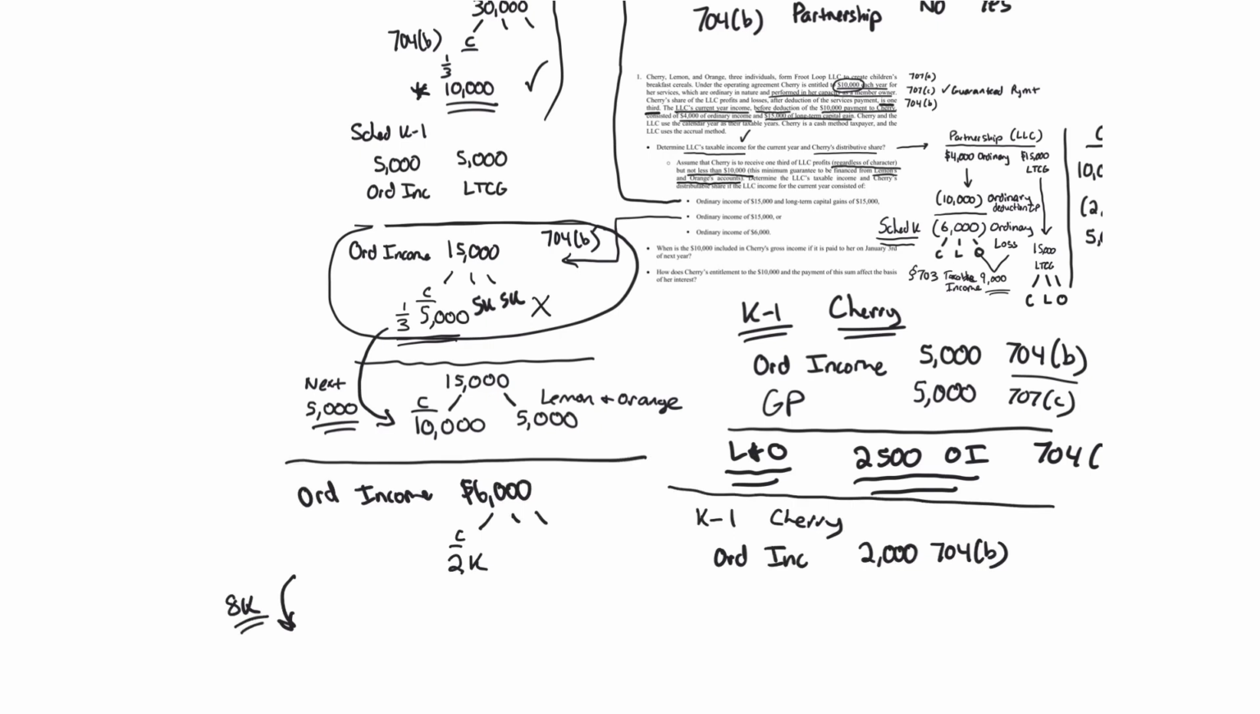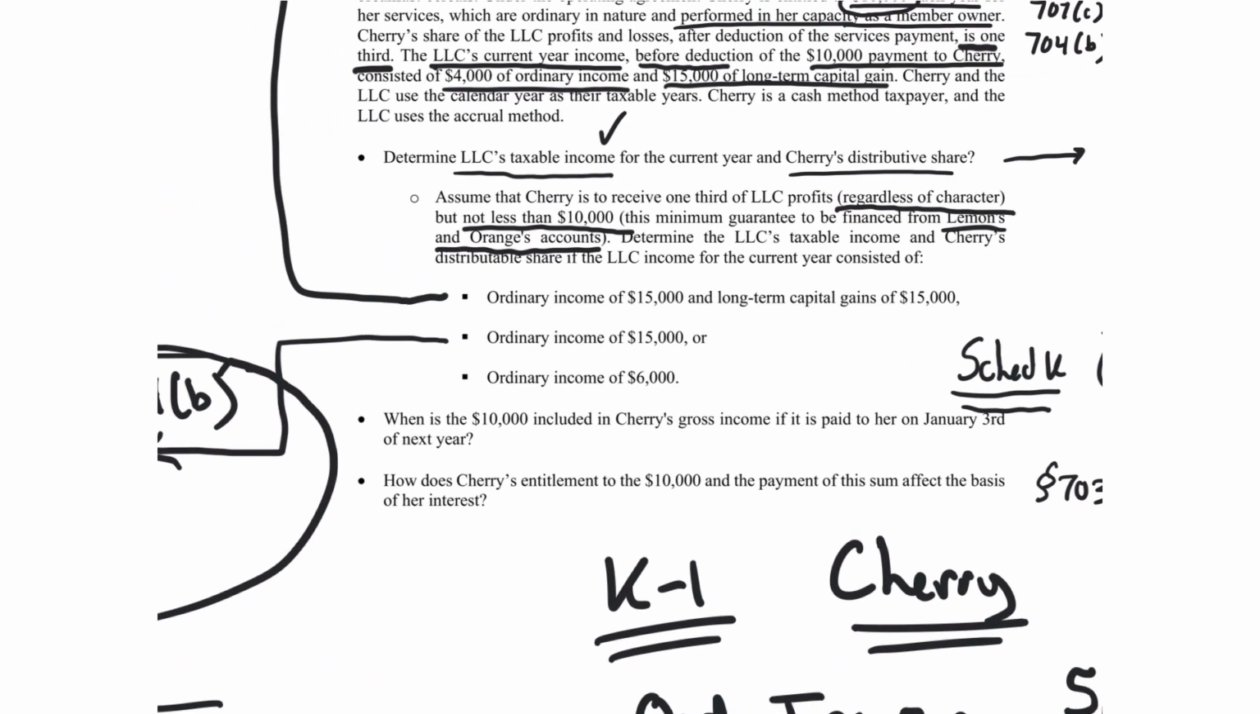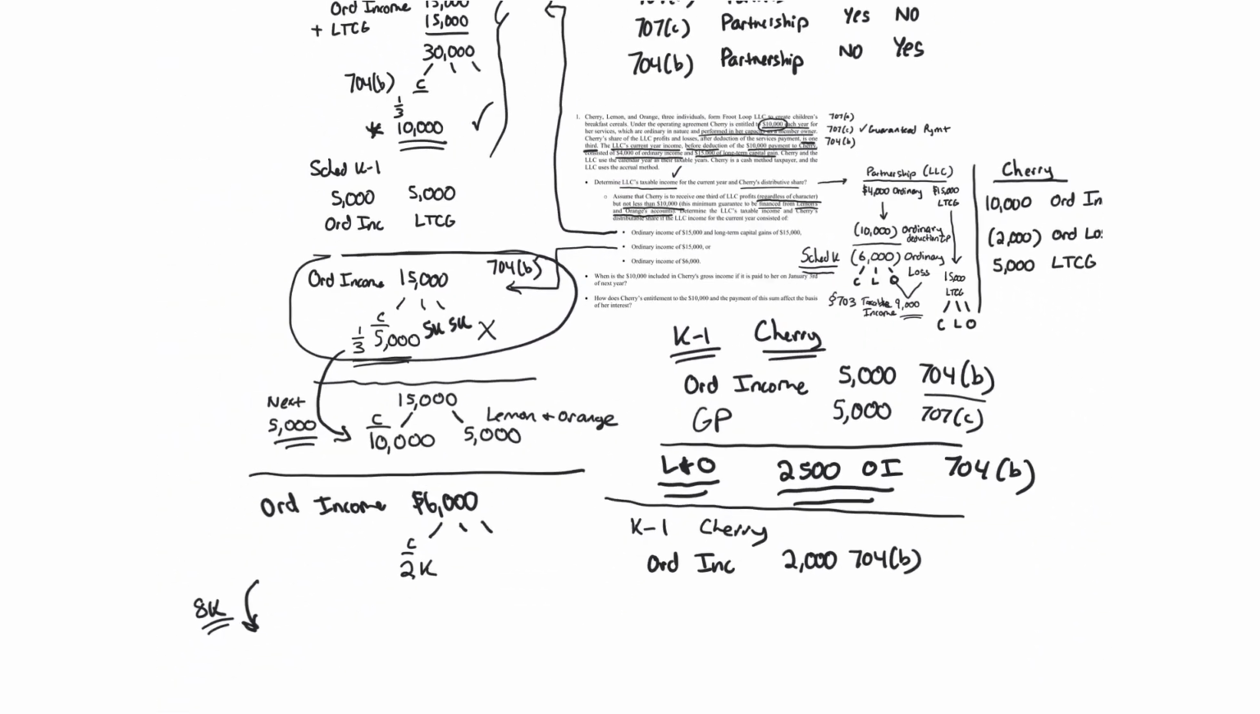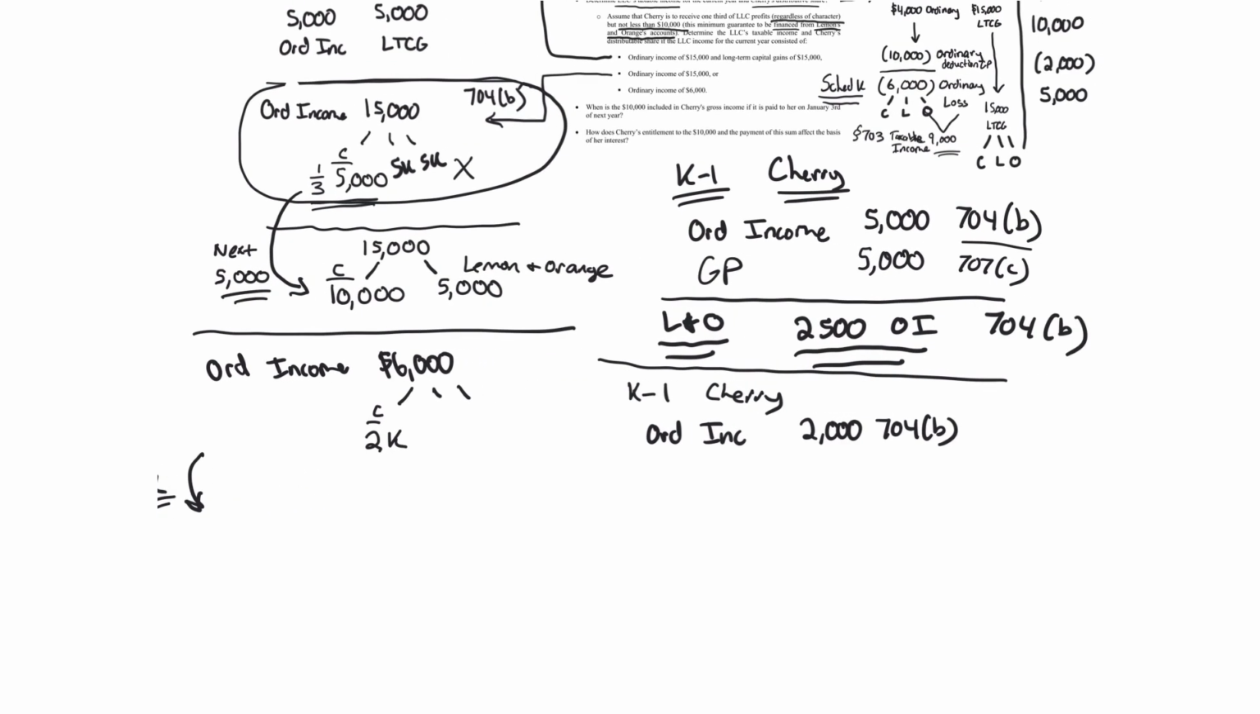$8,000 total. Some of you might be wondering, well, there's only $6,000 of income, so how could anybody ever be allocated more than the amount possible? We're told with respect to the actual partnership agreement that it's financed from Lemon and Orange's accounts. So think of it like a general partner that if the capital accounts go negative and they liquidate, they've got to pay it back. Think of it the same way. So it makes a big difference. So the idea here is we're going to have an $8,000 guaranteed payment. So Cherry has a guaranteed payment of $8,000 under 707C, so very similar situation as before.